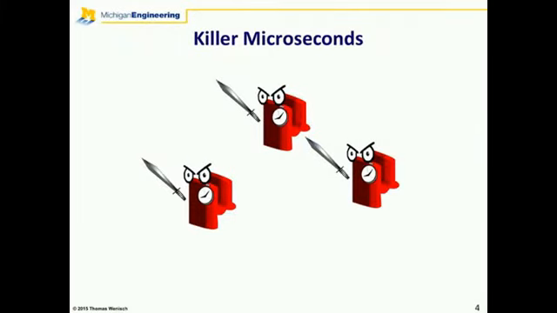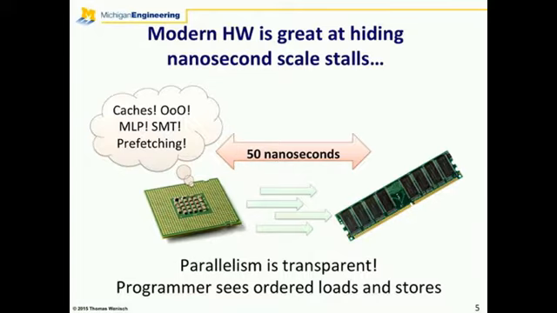The backstory here is that hardware designers in the computer architecture community, and I'm a computer architect, have been extremely effective at dealing with nanosecond scale stalls, right? It takes 50 nanoseconds to access memory, and we have lots and lots of techniques that are very, very good at making those 50 nanosecond stalls disappear. We have caches, we have out-of-order processing, we have simultaneous multi-threading, we have prefetching. All of these techniques serve to hide those stalls, and a lot of them rely on parallelism.